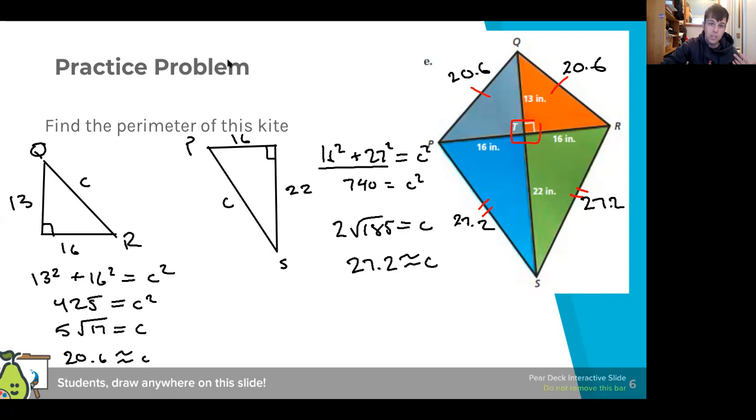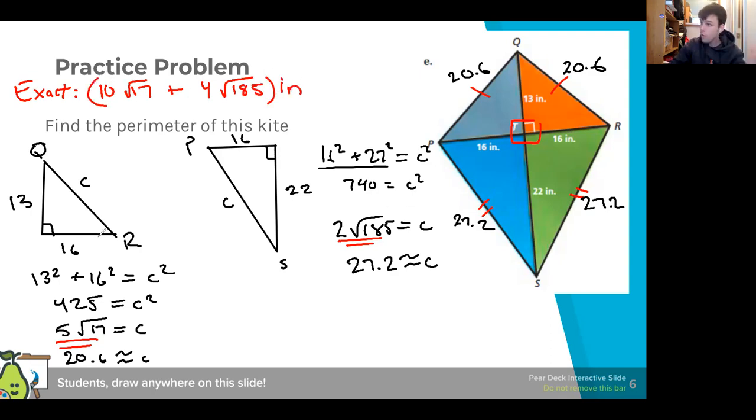Now, I could use these exact values that we did take the time to calculate and find my perimeter. I have 2 of these and 2 of these, and I could write that out as an expression. So as an exact, if you really enjoy that, it would be 2 of these, so that's 10 root 17, plus 2 of these, which is going to be 4 root 185 inches. That would be our exact perimeter. No rounding, exact simplified radical form.